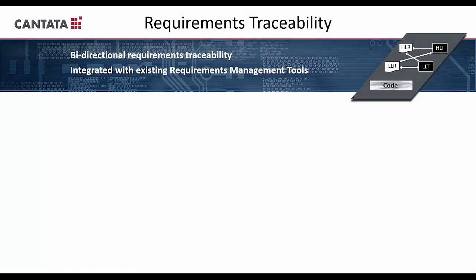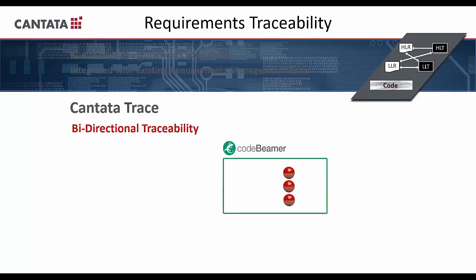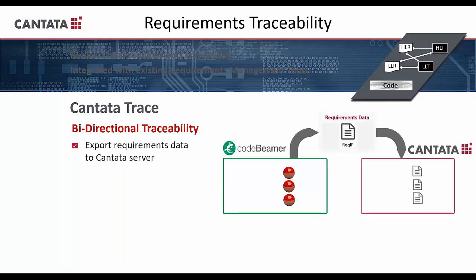And that requirements traceability is the crux of the integration with Codebeamer and Cantata. It's about maintaining bidirectional requirements traceability, but integrated with your existing requirements management tool. And so for us, that means we're not going to try and do this. There are great tools like Codebeamer for us to do it with. For bidirectional traceability, you have your requirements. Those three circles are indicating requirements in Codebeamer, and you export those. Now, we use a ReqIF interchange to export that data. I'll come on and show you how that works in the future. Cantata stores that information locally on a server, allowing you to relate that information from the requirement to the test.